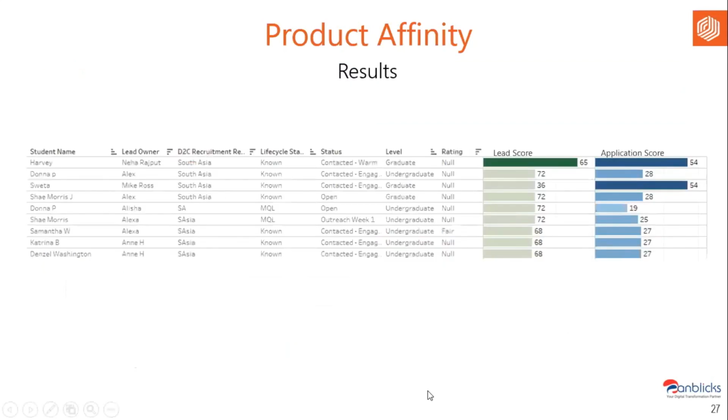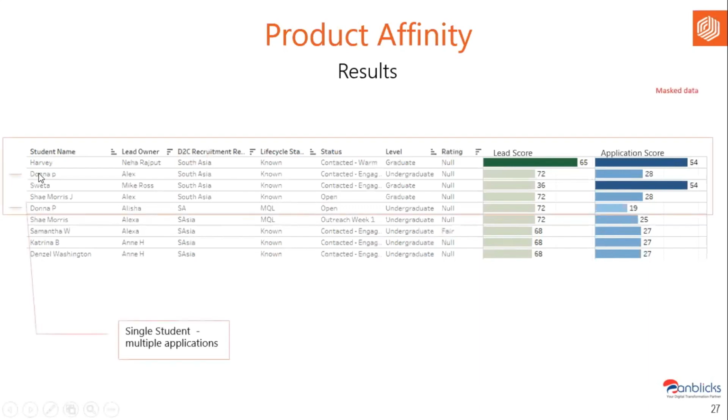Further, we give a score on a scale of 0 to 100 against each and every application. And there are 2 leads here, for example, lead second donor. You can see that these 2 applications have the same lead score because it's essentially for the same person, but they have different application scores, which is basically a product affinity score, of 28 and 19. And they are owned by 2 different agents, that is Alex and Alicia. And by looking at the application score, we can say that Alex has a higher chance of closing the lead donor compared to Alicia.